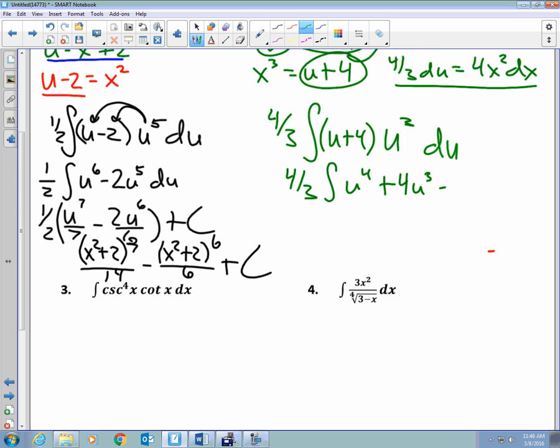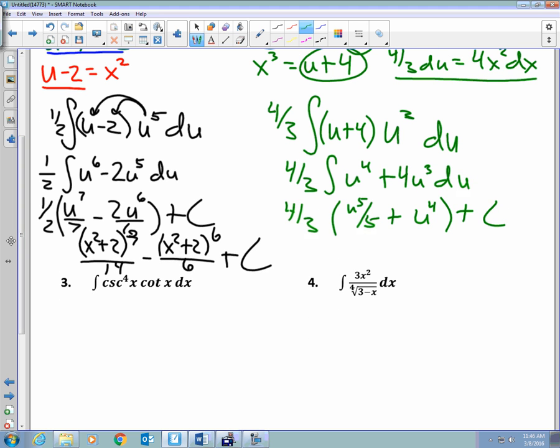to the third du. What is the antiderivative of u to the fourth? u to the fifth over 5 plus antiderivative of 4u to the third, 4u to the fourth over 4, which would be u to the fourth. Multiply by your 4/3, and you get x to the third minus 4 to the fifth power times 4 over 15 plus x to the third minus 4 to the fourth plus a constant, times 4 over 3. There you have it.